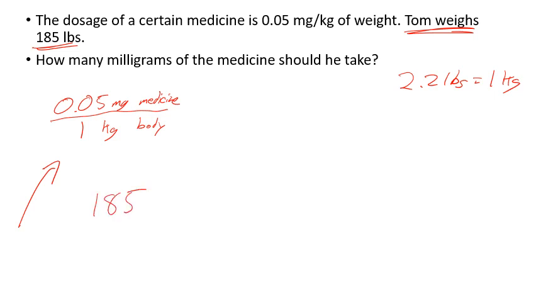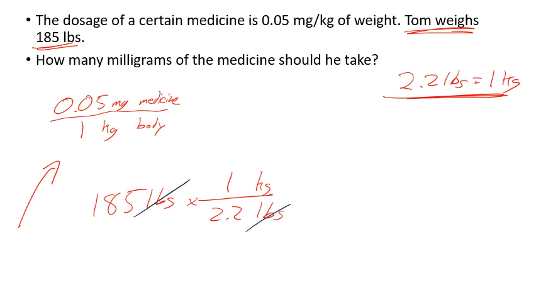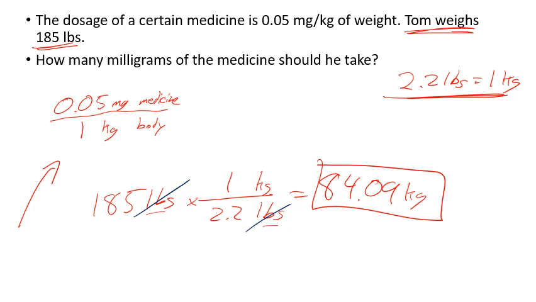So I'm going to go 185 pounds. I want pounds to go away, so I'm going to put pounds on the bottom and kilograms on the top. And I use my conversion right here. 1 kilogram is equal to 2.2 pounds. And again, pounds cancels out, and we're just left with kilograms. So I'm going to go 185 divided by 2.2 equals, and I get 84.09. And since my pounds canceled out, I'm only left with kilograms. So this is Tom's weight in kilograms.